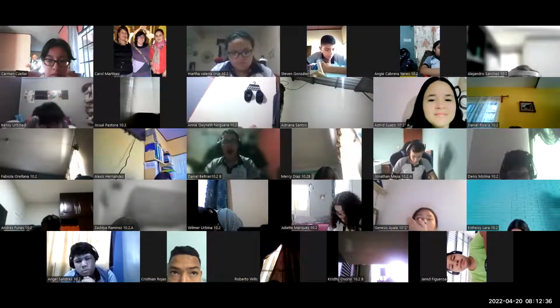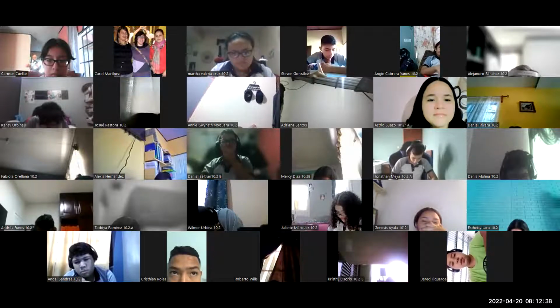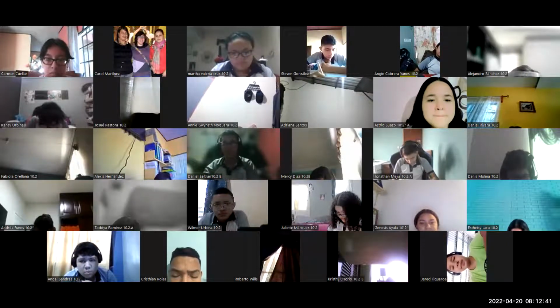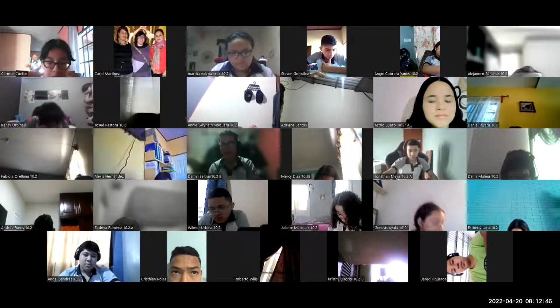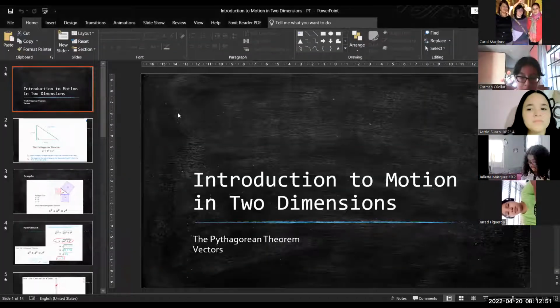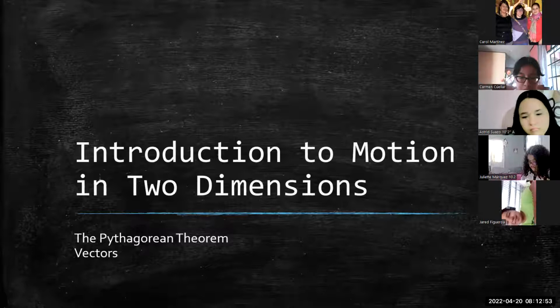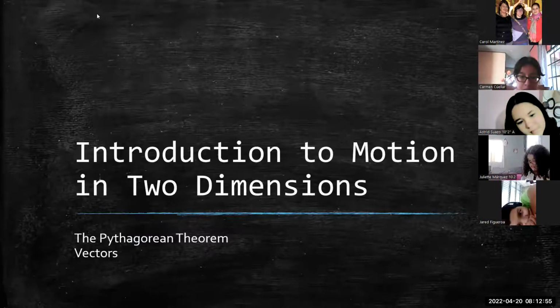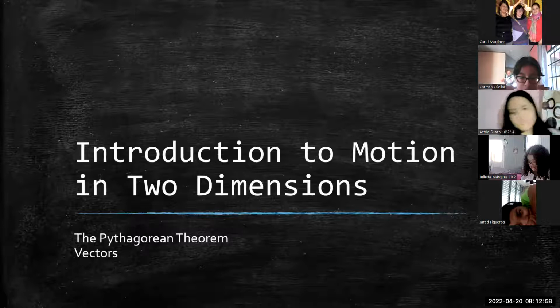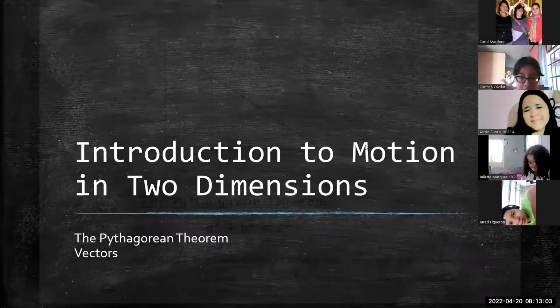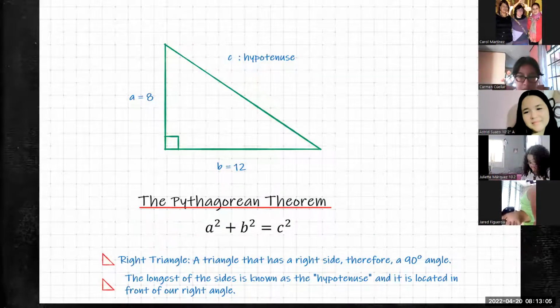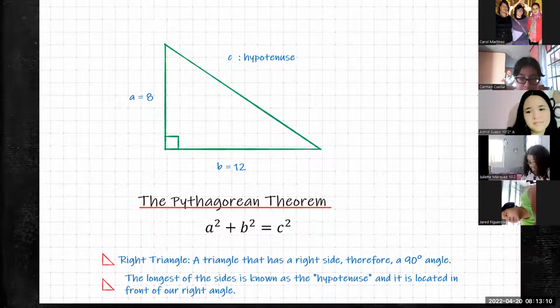Now, today I'm going to introduce the topic about motion in two dimensions. And to do that, we're going to need our friend, the Pythagorean Theorem. So this is also known as Introduction to Vectors, or Introduction to Motion in Two Dimensions. The Pythagorean Theorem is a theorem that was proposed by him, okay?